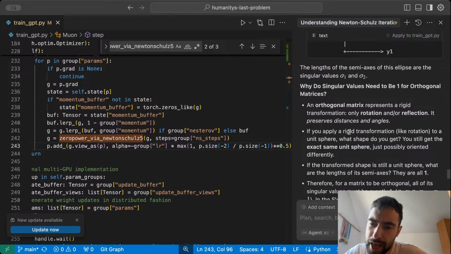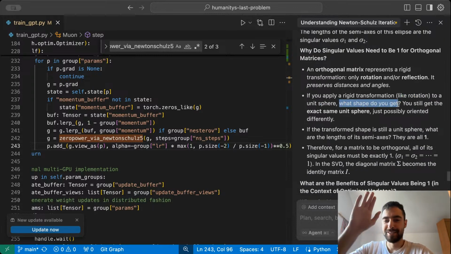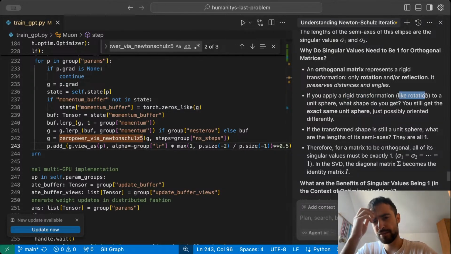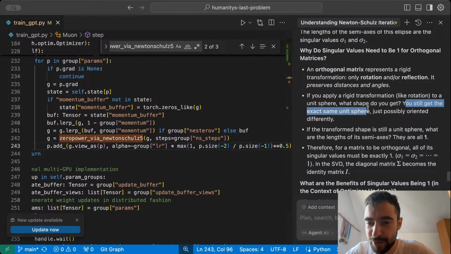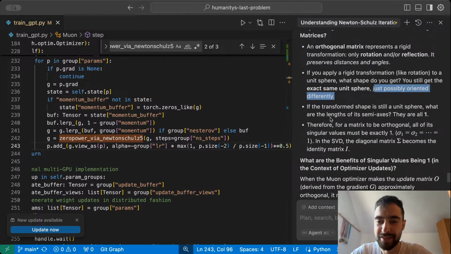If you apply a rigid transformation, like rotation, to a unit sphere, what we can do is rotate the sphere and reflect the sphere, so we should get the sphere. You still get the exact same unit sphere, possibly oriented differently, but since it's a sphere, you can't see the orientation difference. Yeah, it's oriented differently. That's true.